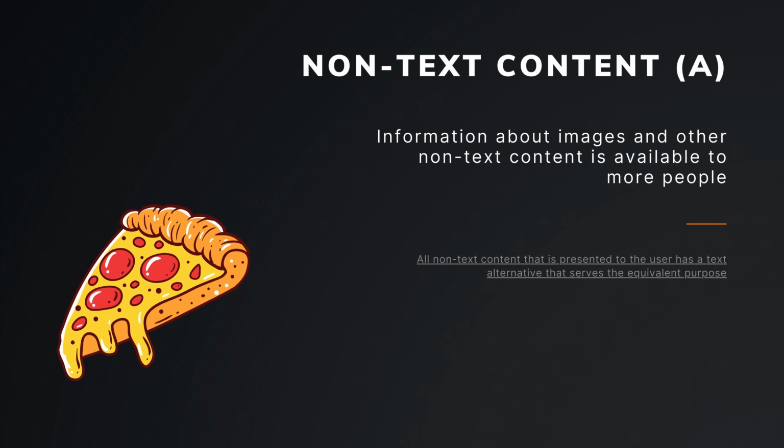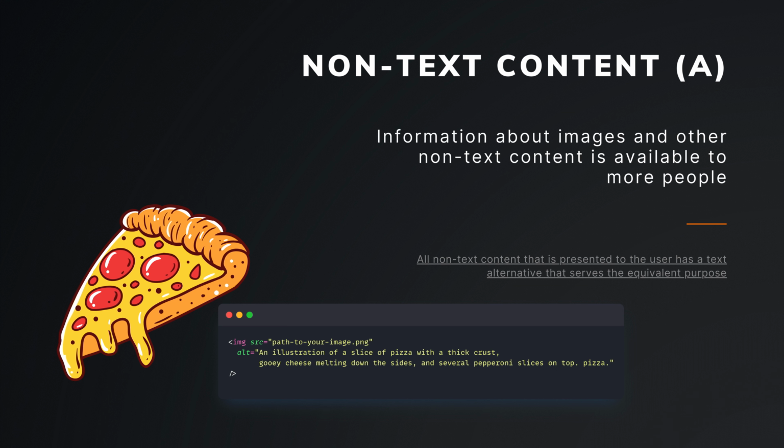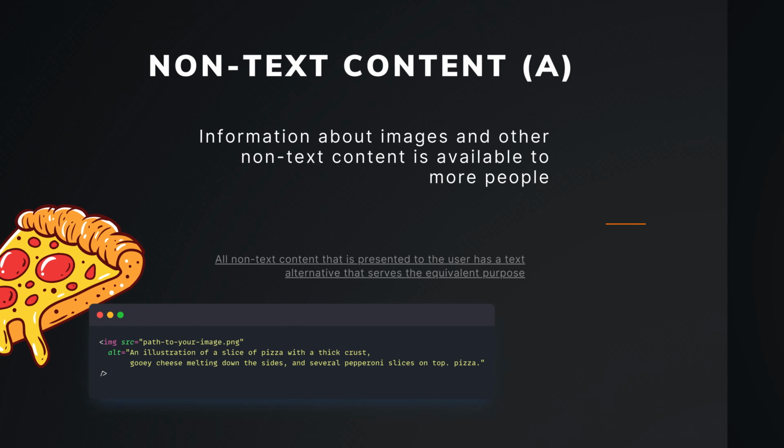The next one is non-text content. It means pictures, icons, and other visuals. For level A, it's important that everyone can understand what these visuals are about. We use something called alternative text to describe these images. This way, if someone can't see the picture, they can still know what it shows. It helps people using screen readers because they hear the description instead of seeing the picture.